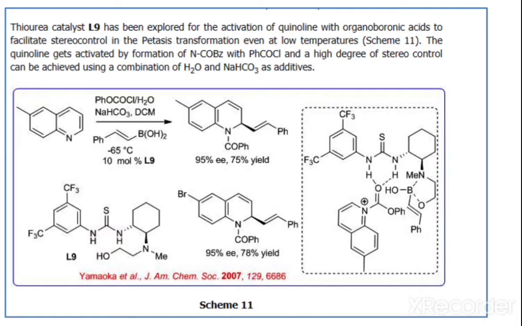That means for the substitution of this quinoline molecule, we have to use this organocatalyst. We call it a thiourea catalyst. We mention here L9, and here activation of this quinoline with the organoboronic acids. That means when we use the organoboronic acids, the activation of this quinoline molecule will take place at low temperature, and the quinoline gets activated by the formation of N-COBz with PhCOCl. High degree of stereocontrol can be achieved by using the combination of H2O and sodium bicarbonate as additives.